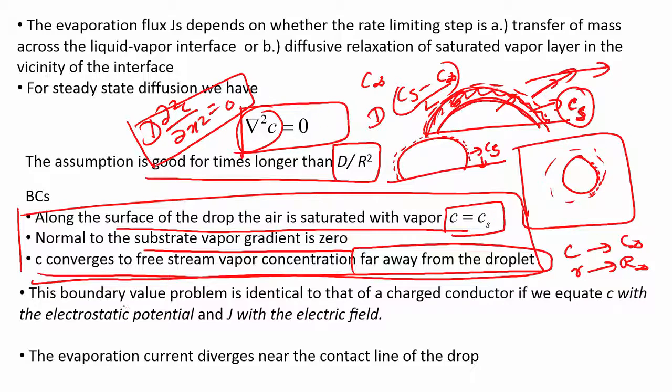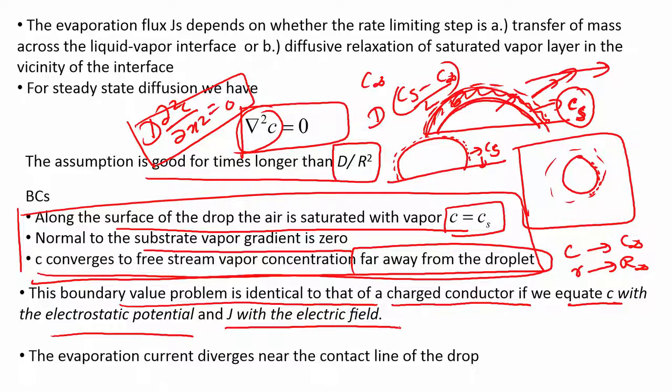Now, this boundary value problem, Deegan found, is identical to a charged conductor if we equate C with the electrostatic potential and J, which is the evaporation flux, with the electric field. That is how Deegan solved this particular problem. He identified an equivalence of this problem: it is like a charged conductor, where C is like the electrostatic potential and J is like the electric field.